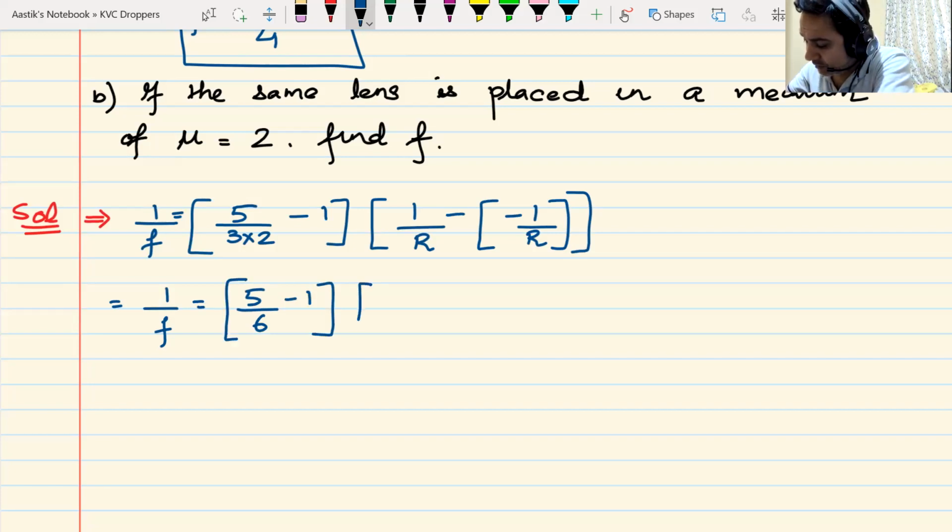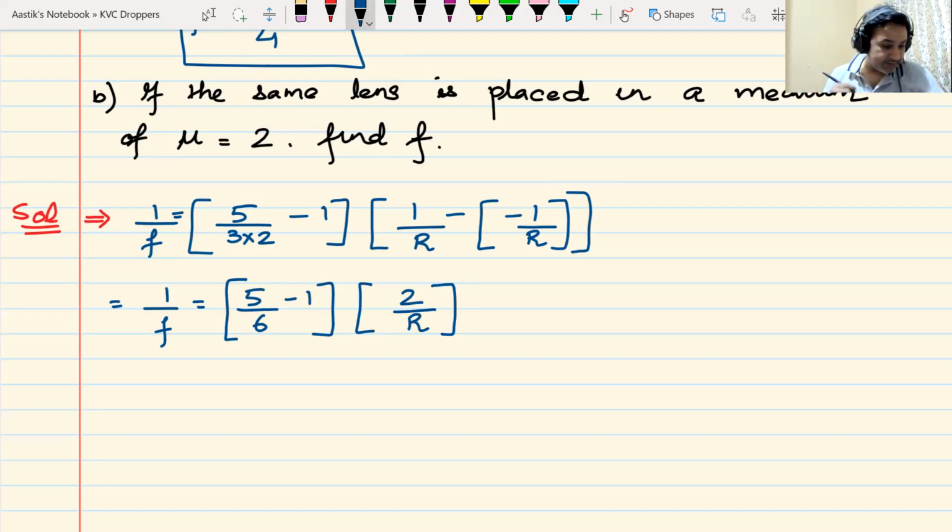1 by R plus 1 by R is 2 by R, my dear friends. Yes or no? Yes, sir. Did everyone reach up till this point? If from here you can't find the value of F, I can't help you out. What is the value of F coming from here? Tell me, bacha.